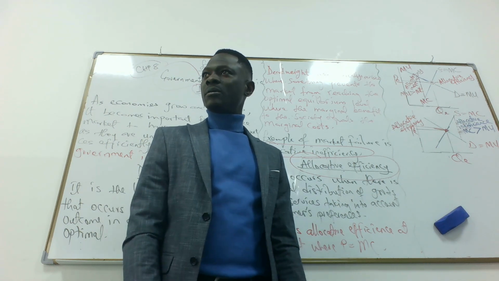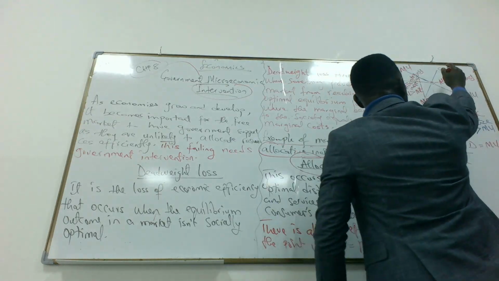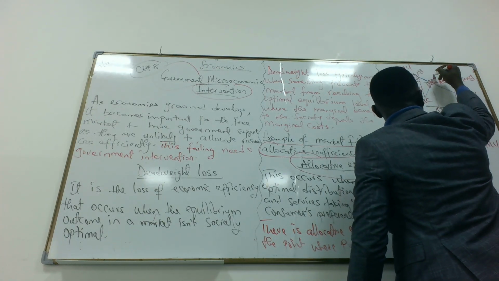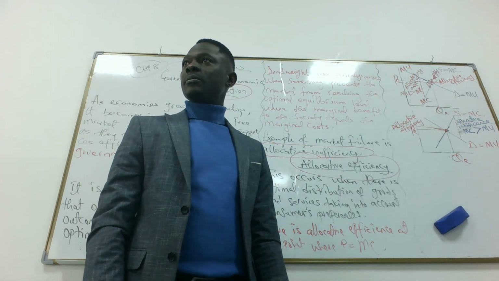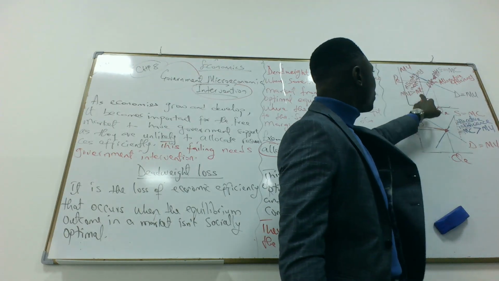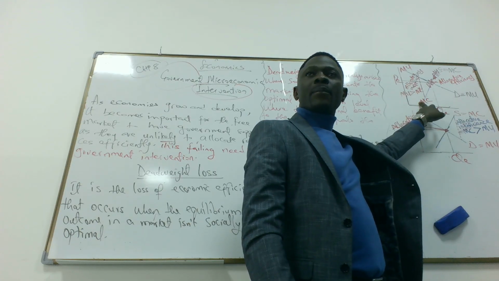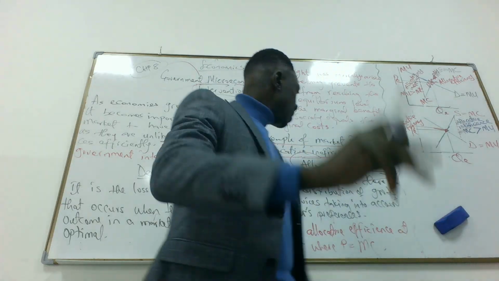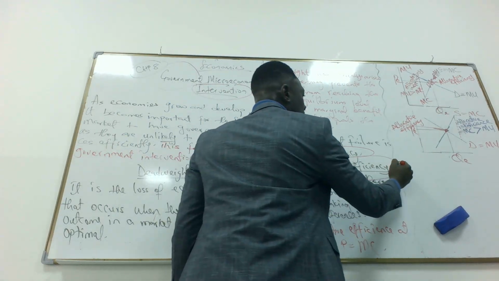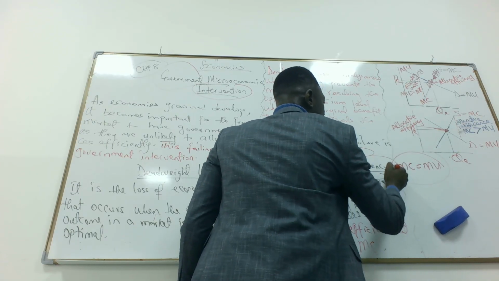Does it make sense here now? Yes. So this is allocative inefficiency, because there's allocative efficiency where MC equals MU, but at this point, MU is greater than MC. Allocative inefficiency. Is it clear? Yes, sure. The point is this: MC equals MU, allocative efficiency.